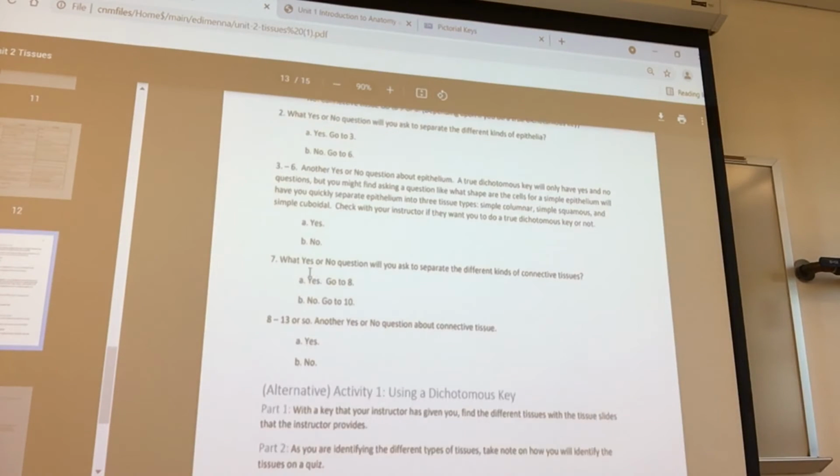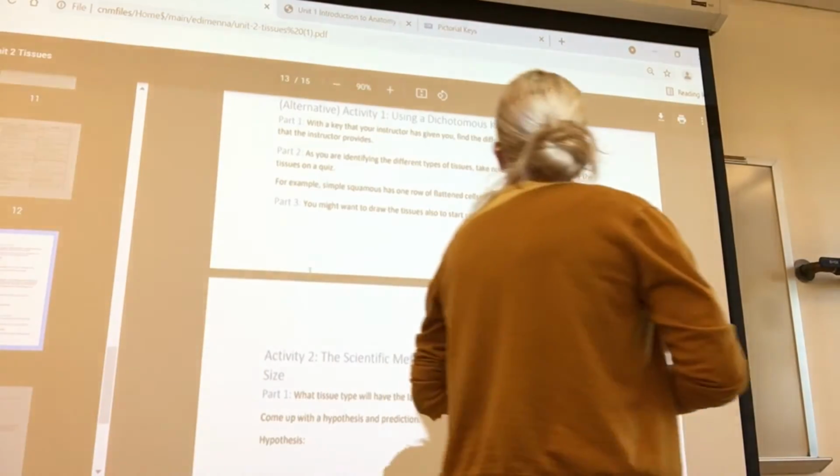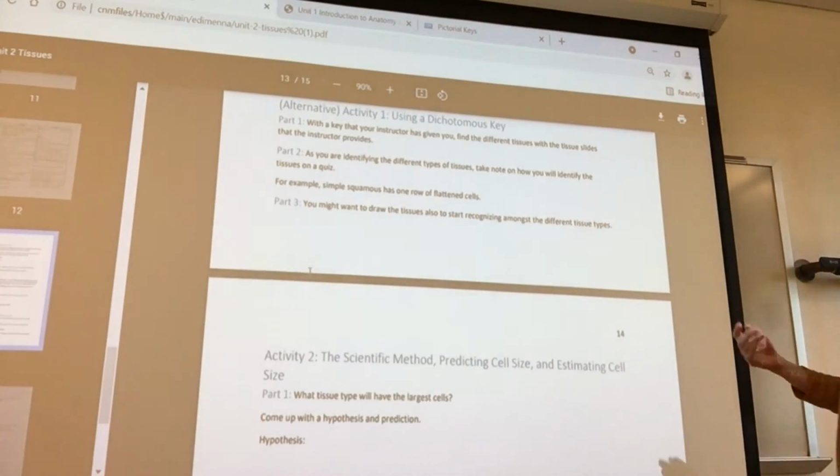Okay. There is, oh my gosh, an alternative assignment. Did you guys just stop sweating when you saw that? I mean, it kind of is. I mean, you can find some of these different tissues, maybe make a quiz for yourself, but show that you have some of these out.